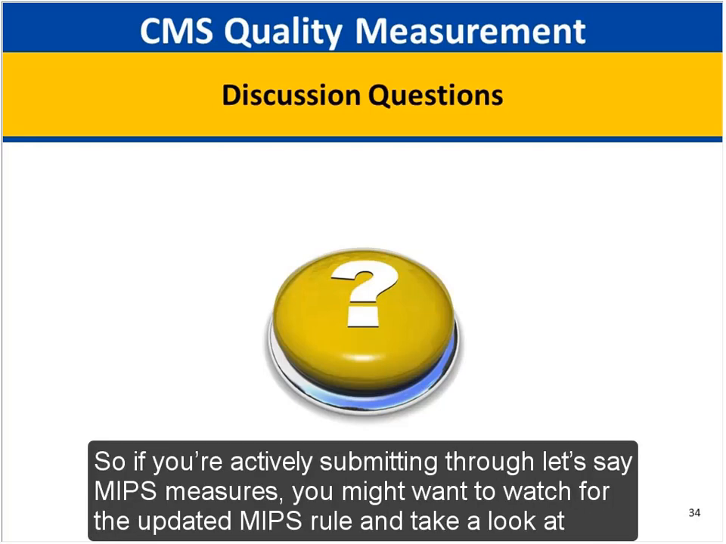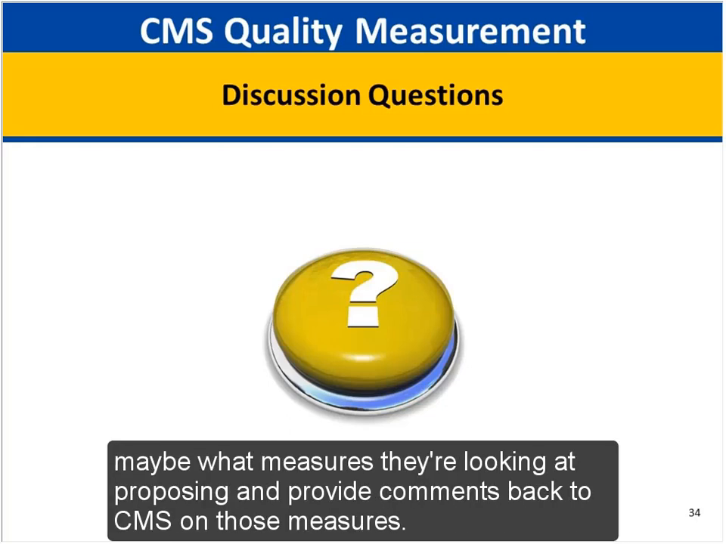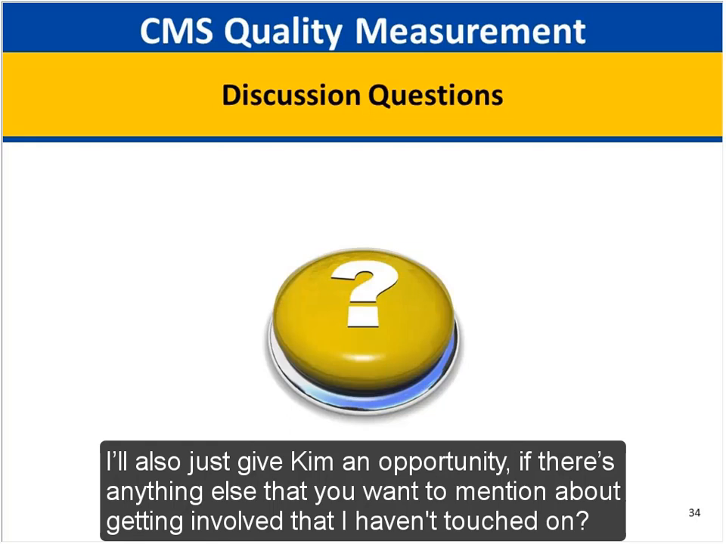So if you're actively submitting through, let's say, MIPS measures, you might want to watch for the updated MIPS rule and take a look at maybe what measures they're looking at proposing and provide comments back to CMS on those measures. I'll also just give Kim an opportunity. Is there anything else that you want to mention about getting involved that I haven't touched on?